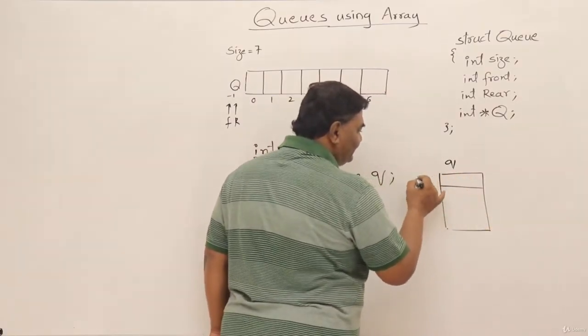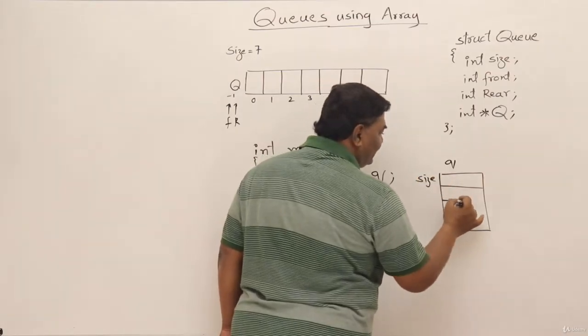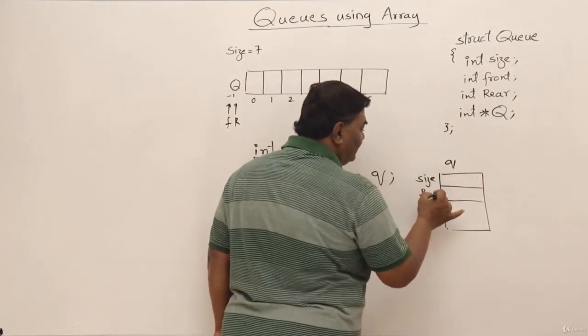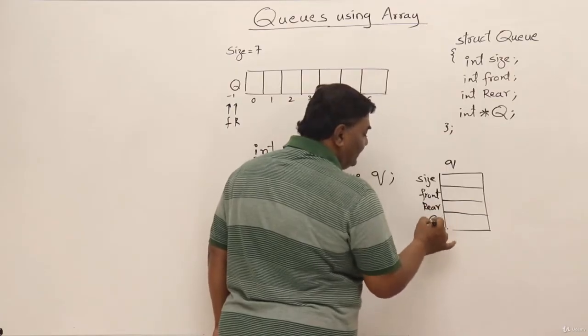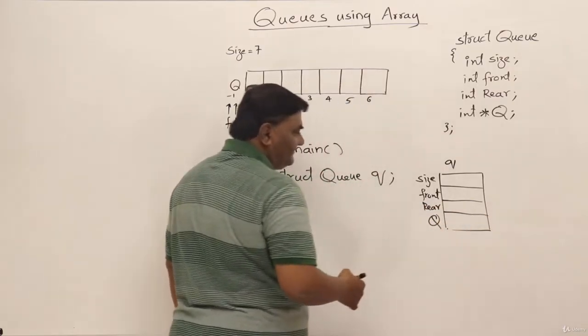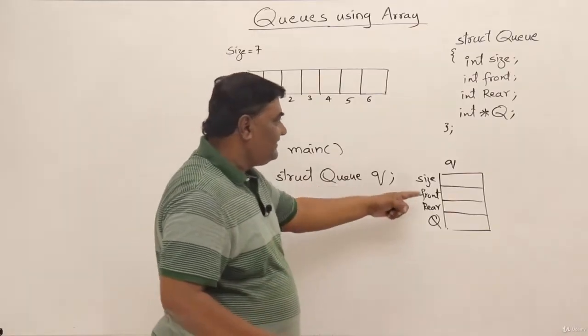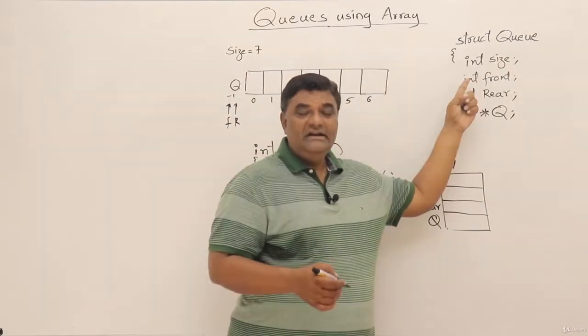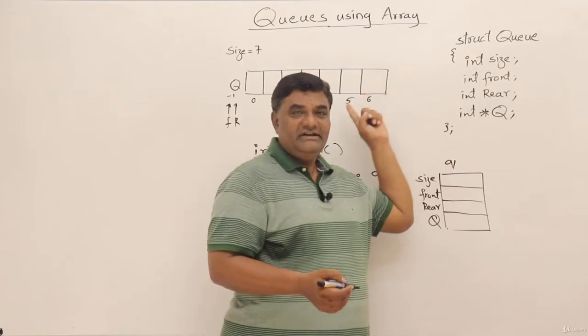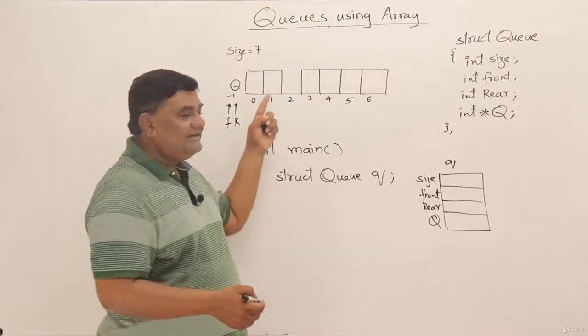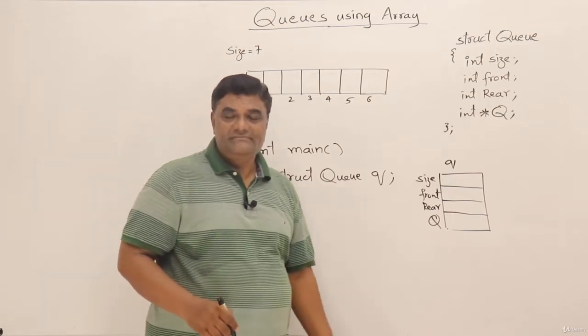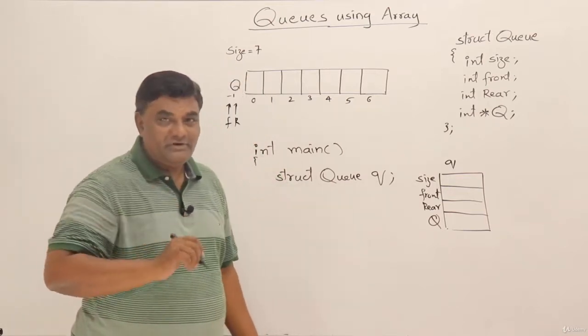First one is size, second one is front pointer, and the next is rear pointer, and q is a pointer to an array. I am calling them pointers, but these are not actually address pointers. These are index pointers; they are pointing at an element, so we call them pointers. Don't confuse them with address pointers.